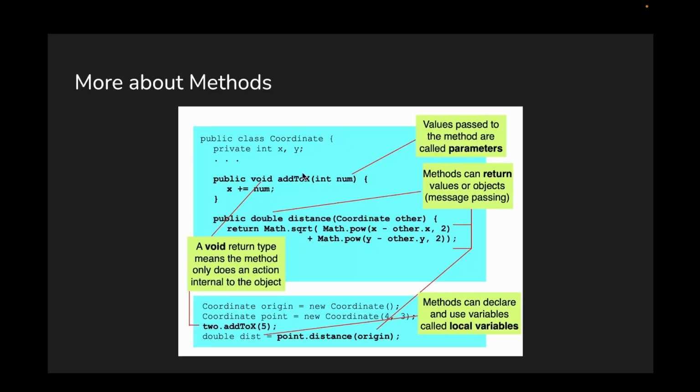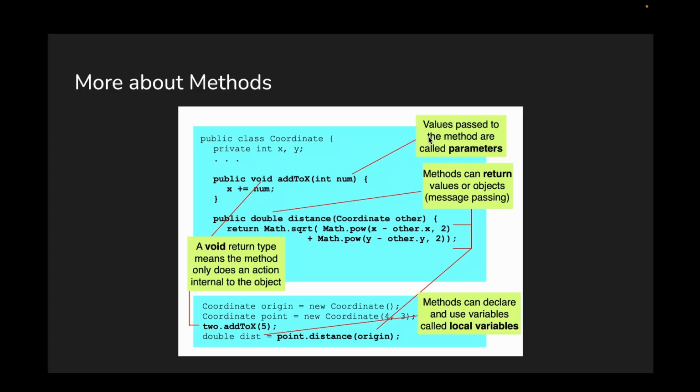For methods, I put a few important points here. So when you have a method like this, a void return type means the method does an action internal to the object. Well, that's just a lot of complicated language, but it just means that nothing is being returned, or nothing is being sent back as information. Everything that the method does is done within the class.